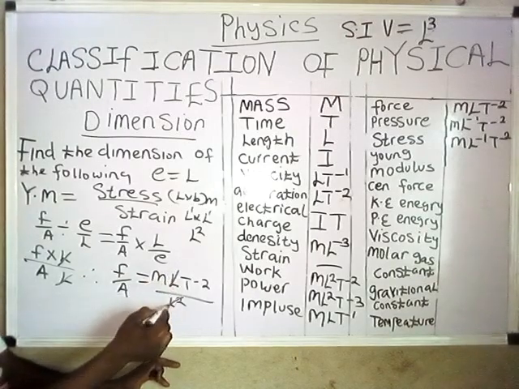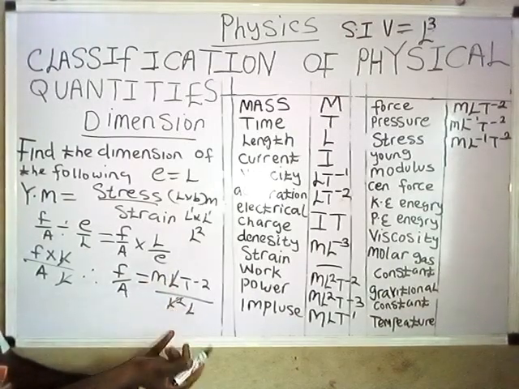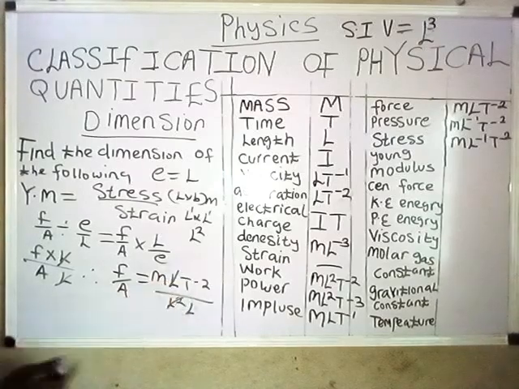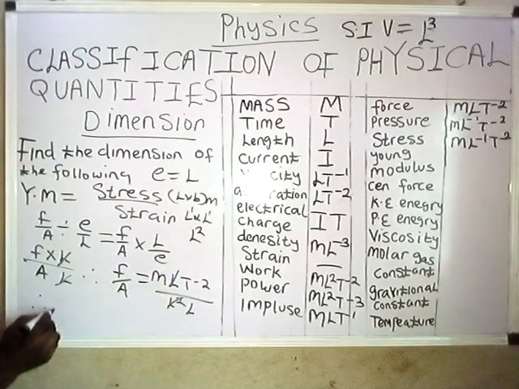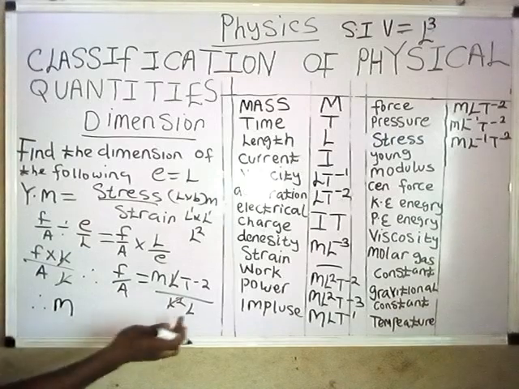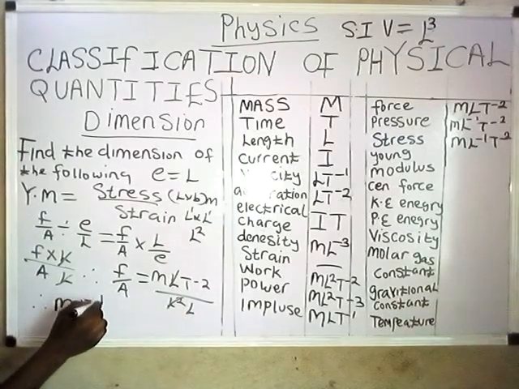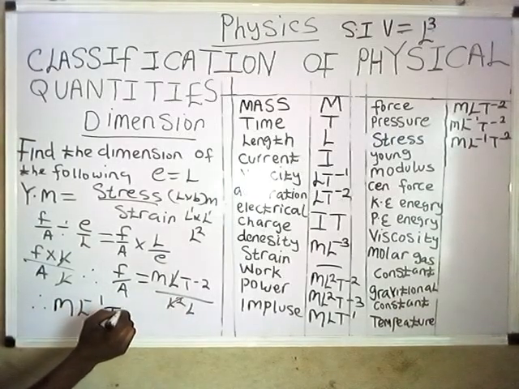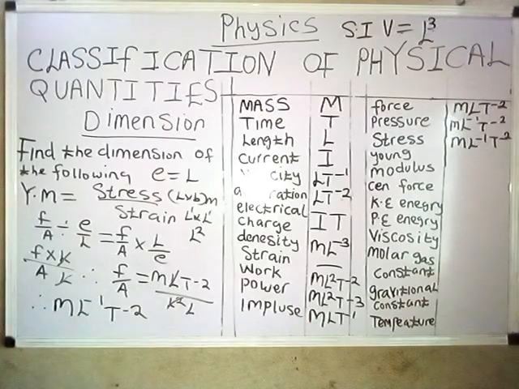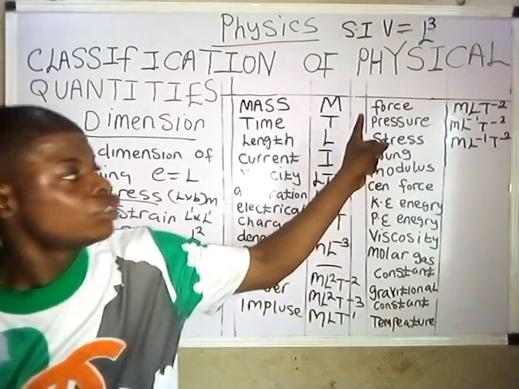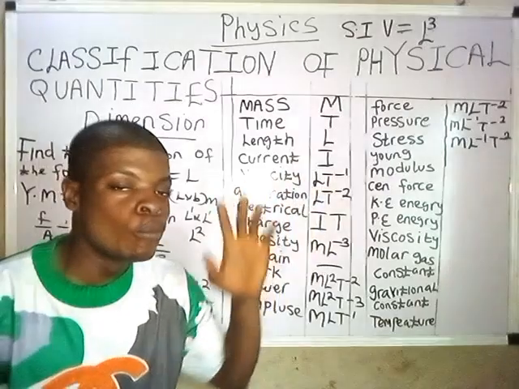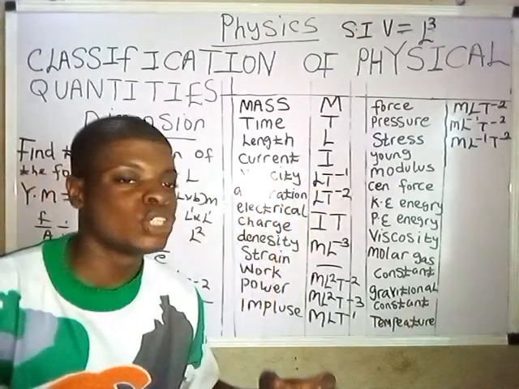Let's cancel this L here. We have one L here. To make it take the L upward, it will therefore mean L inverse T raised to the power minus 2. Looking at it, pressure, stress, and Young modulus have the same dimension.